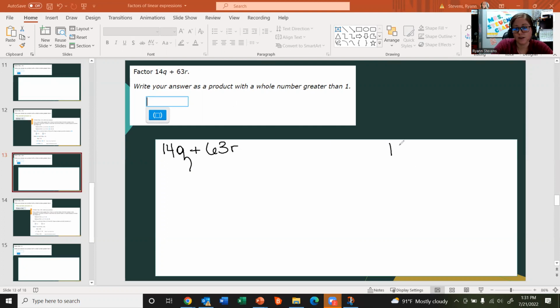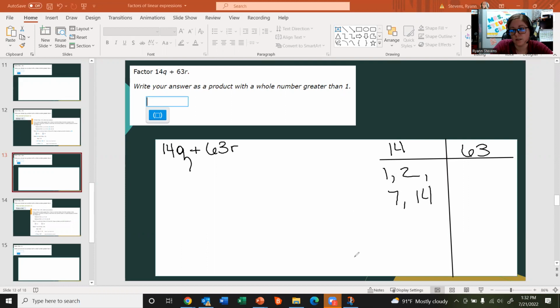So I'll write this over here. We got 14. And we've got 63. So if we think of factors of 14, 2 can go into 14 7 times, so 2. And then if we keep going, 3 can't, 4 can't, we would skip to 7. 7 times 2 is 14. And then 14 times 1 is 14.